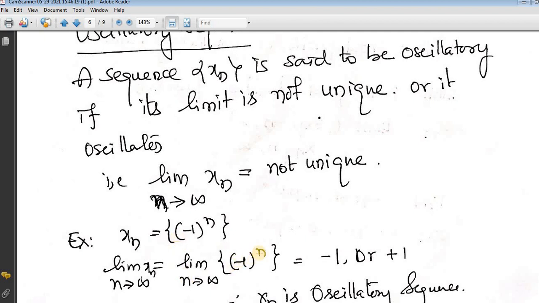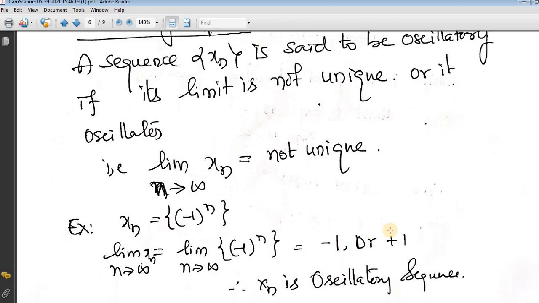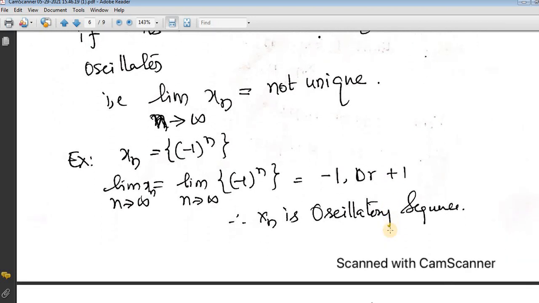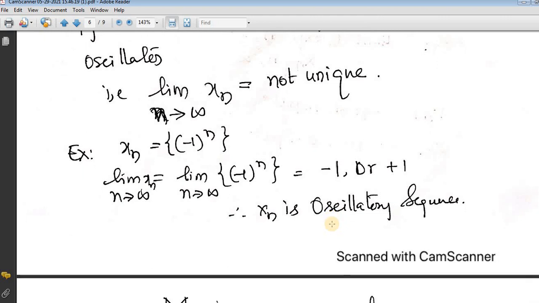Substitute n equal to 1, 2, up to infinity. Suppose I substitute 1, it will be minus 1. Suppose I substitute 2, it will be plus 1. So I am getting only minus 1 or plus 1. So the limit of this sequence is not finite, therefore it is an oscillatory sequence. It is called an oscillatory sequence.